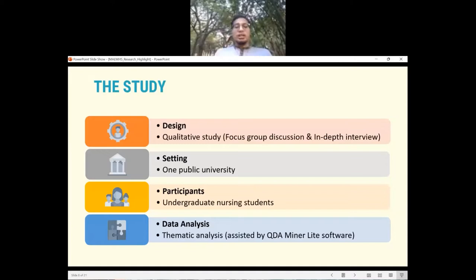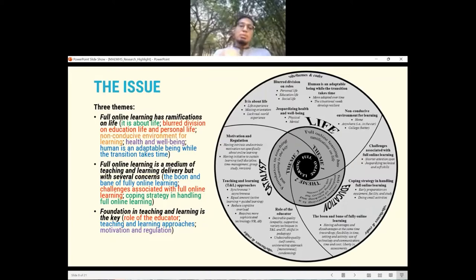I used thematic analysis for data analysis, using the QDA Miner Lab software. By doing that, I managed to interview more than 20 students from all the cohorts, from year 1, year 2, year 3, and year 4. Then I combined their information and developed this. This is what we found.